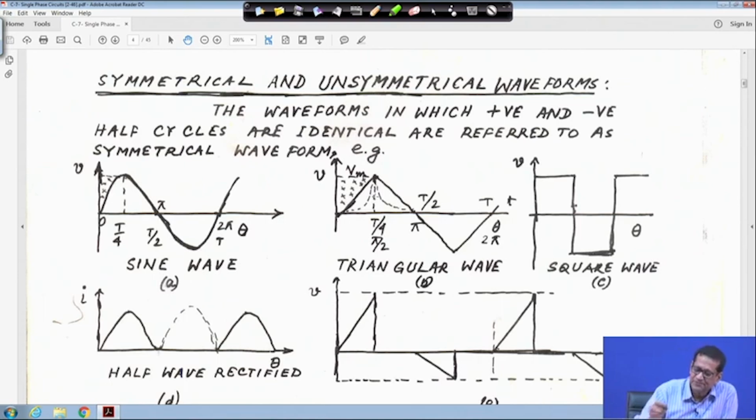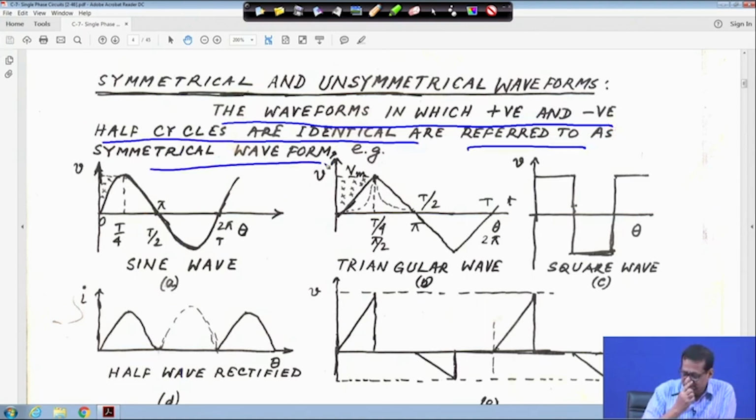The waveforms in which plus and minus half cycles are identical are referred to as symmetrical waveforms. Like this sinusoidal one, the plus and minus half cycles are identical, so it is a symmetrical waveform. This is a triangular waveform, and it is symmetrical because this side and this side are the same. This is 0, this is t by 4, t by 2, t, so it is pi by 2, pi, 3 pi by 2 and 2 pi. So this side is symmetrical and this is also symmetrical, so this is a symmetrical triangular waveform.